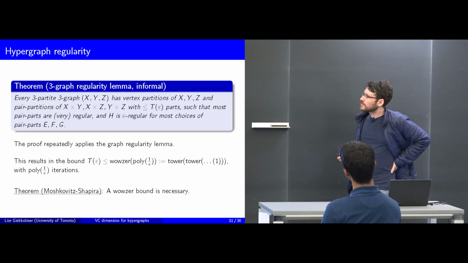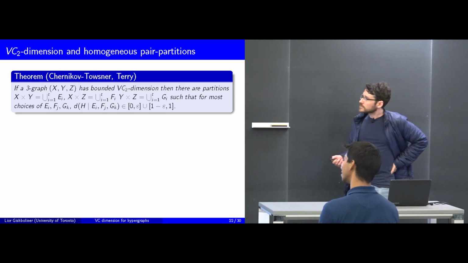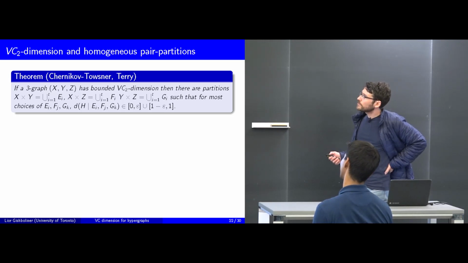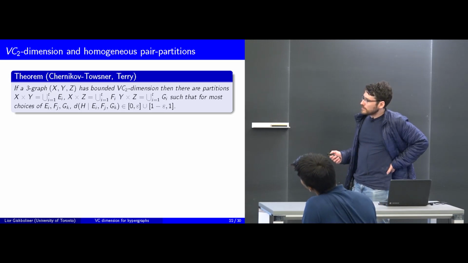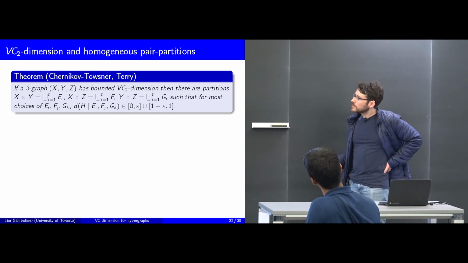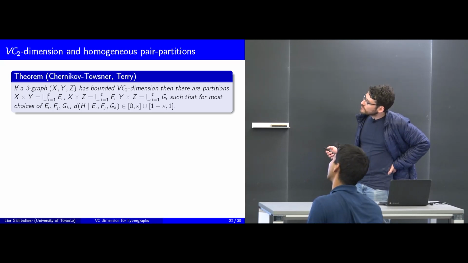Okay. So now let's go back to VC 2-dimension. Chernikov and Towsner, and then also Tao, proved the following. So here is what we can say about a hypergraph if the VC 2-dimension is bounded. If it is bounded, then there are partitions, but now instead of partitioning the vertices, we partition the pairs.